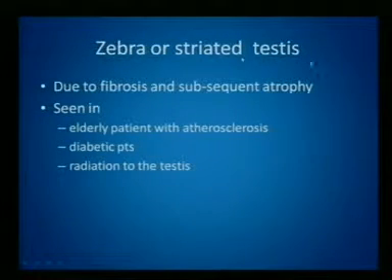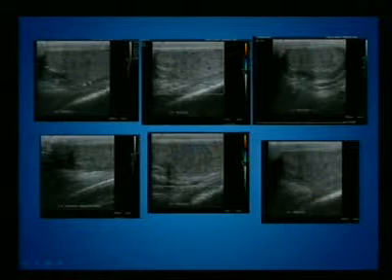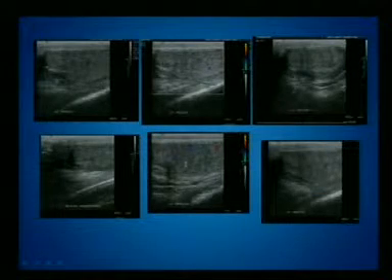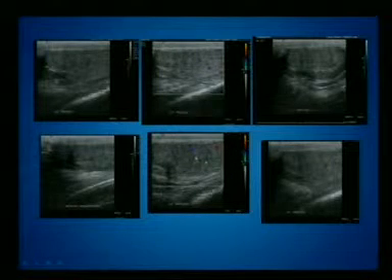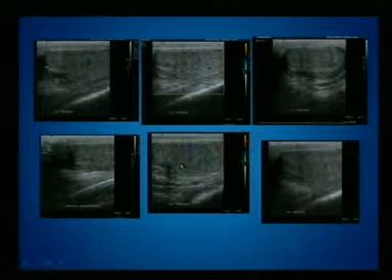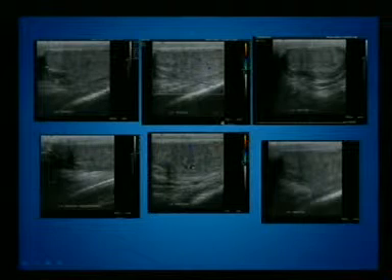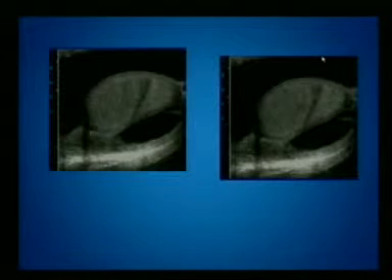Zebra or striated testis is due to prominent fibrous tissue in the testis due to atrophic changes, and can be seen in atherosclerotic patients, in diabetics, and after radiation. In this patient, you have multiple striations in the testis with prominent fibrous tissue. Keep it in mind, it is not a lesion. Another patient with striated testis with a large hydrocele.